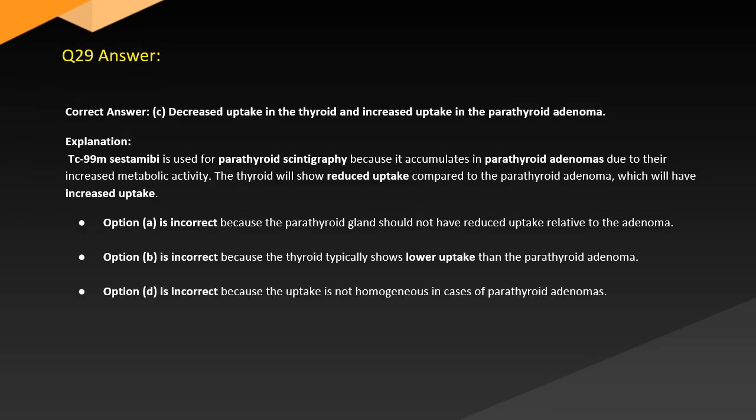Answer. Correct answer C. Decreased uptake in the thyroid and increased uptake in the parathyroid adenoma. Explanation. Tc99m sestamibi is used for parathyroid scintigraphy because it accumulates in parathyroid adenomas due to their increased metabolic activity. The thyroid will show reduced uptake compared to the parathyroid adenoma, which will have increased uptake. Option A is incorrect because the parathyroid gland should not have reduced uptake relative to the adenoma. Option B is incorrect because the thyroid typically shows lower uptake than the parathyroid adenoma. Option D is incorrect because the uptake is not homogeneous in cases of parathyroid adenomas.